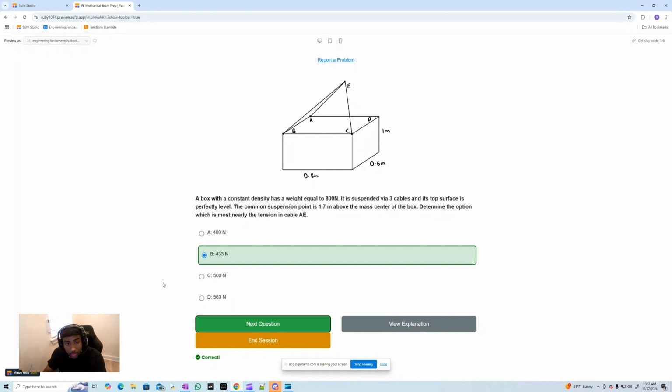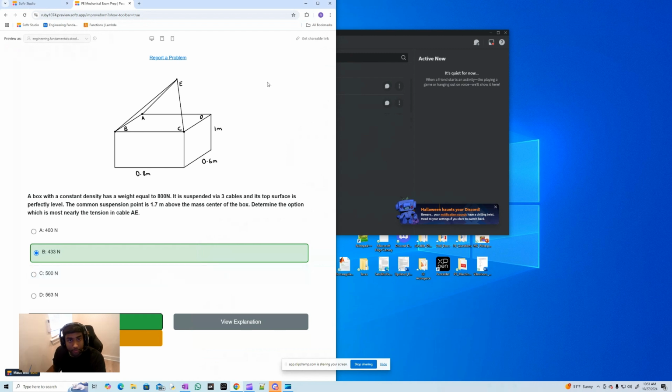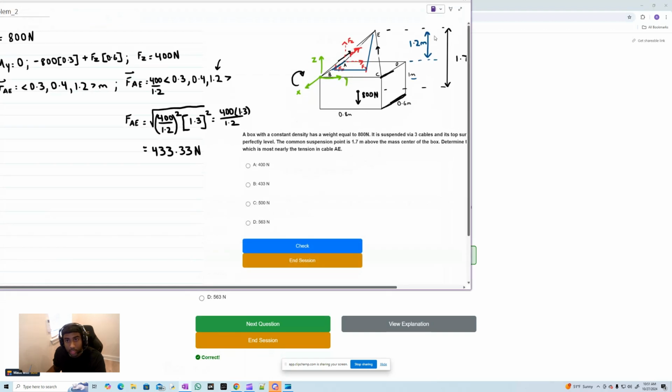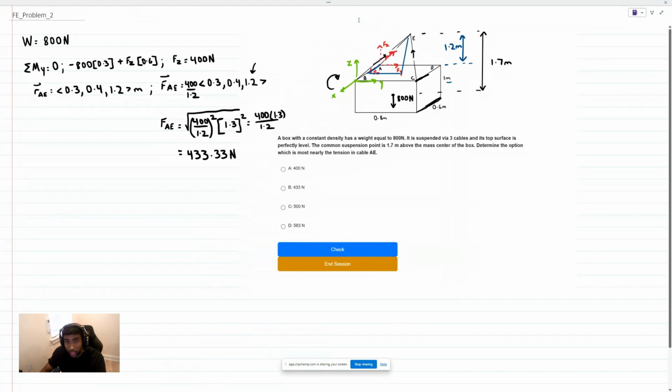Another thing I'd like to talk about here is this could easily be turned into a very nice conceptual problem. Let's say that we went through that entire question description. Let's say no numbers were used, but we knew that the mass center and point E were aligned. They could ask you, what is the tension at B?